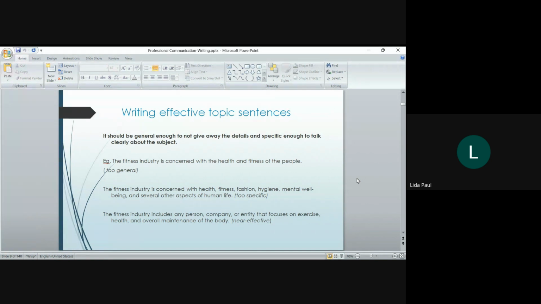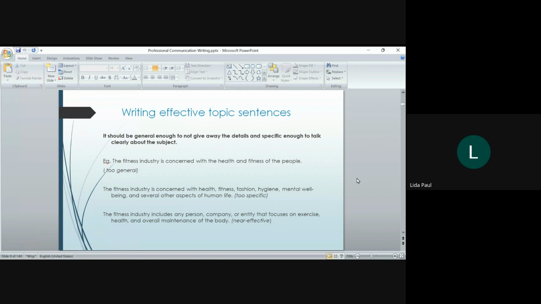What is it doing? The fitness industry is concerned with health, fitness, fashion, hygiene, mental well-being, and several other aspects of human life. If the problem with the first sentence was that it was too general, the problem with this sentence is that it is too specific. It's giving away too many details, right? Something that should be done as a part of the writing exercise, that is slowly building in the details into the writing, has already been done as a sentence in the beginning, and as a result you have created a lengthy sentence which is giving away too many details, right? That's the problem with this one.